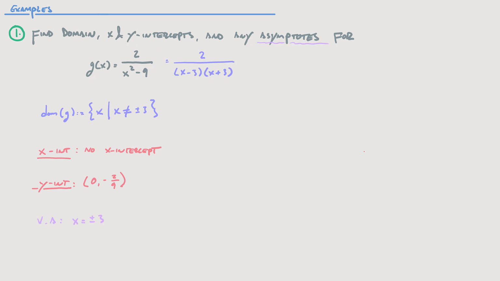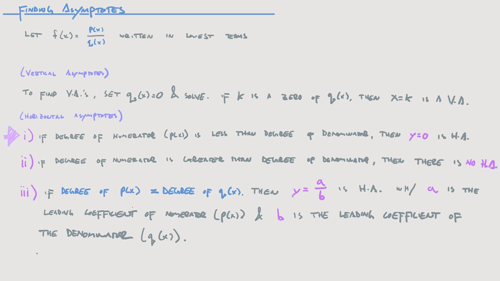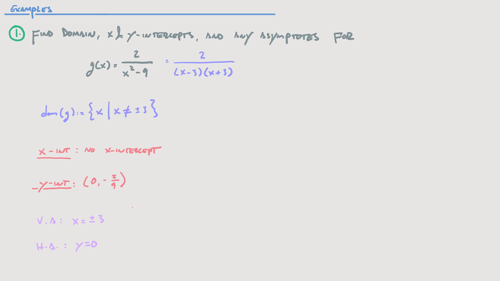Okay, as for asymptotes, nothing cancels, right? There's no x plus 3 or x minus 3 up in the numerator to cancel with one of these things. So in this case, the excluded values of the domain just straight up become the vertical asymptotes. Okay, so that one's easy. To find horizontal asymptotes, notice that the degree of the numerator is 0 and the degree of the denominator is 2. So we're in this case, right? Degree of numerator less than the degree of the denominator. So y is equal to 0 is going to be our horizontal asymptote.